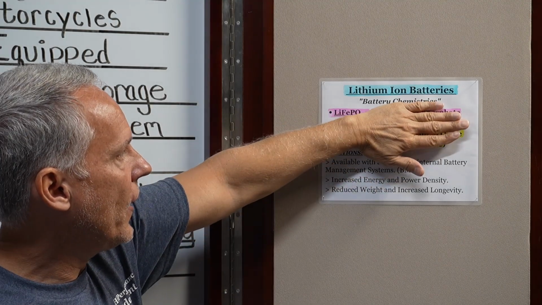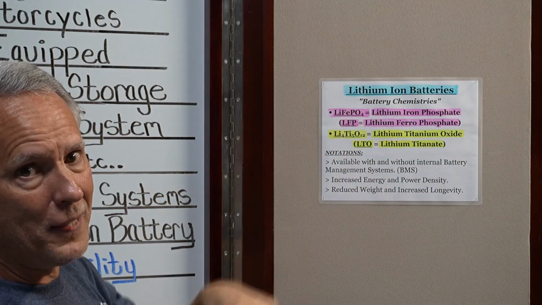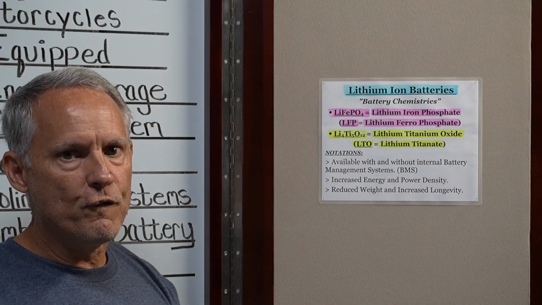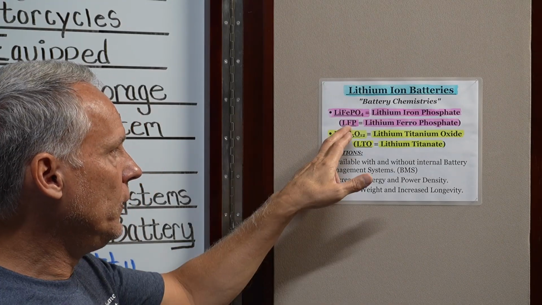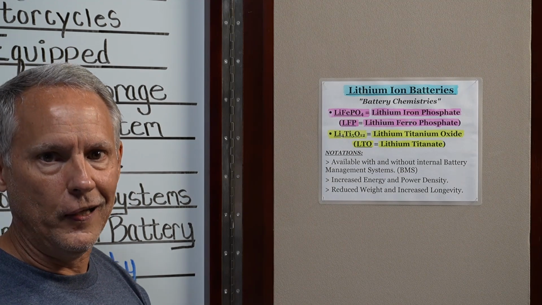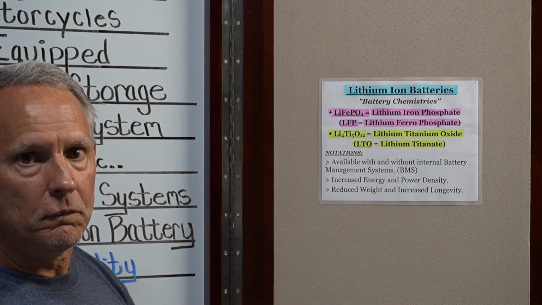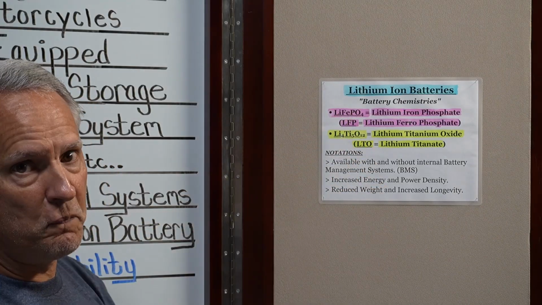You may not even see this nomenclature at all. You'll just see that. So I want you to know what it means. If you see LFP, that means lithium ferrophosphate. They're the same thing. Oftentimes you'll just see it'll say battery and it'll say LFP. That is a lithium iron phosphate battery. They just abbreviated it from LiFePO4 to LFP.